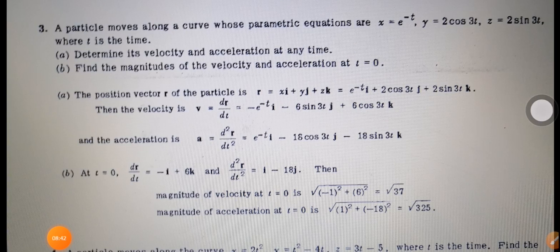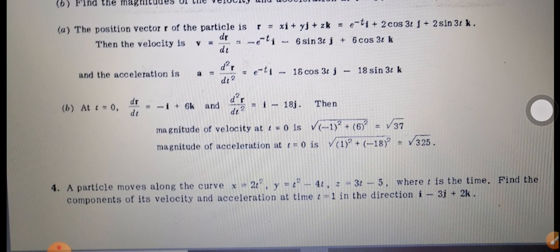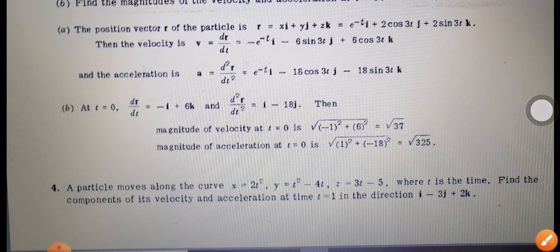You have to attempt question number 3 on your own, and we are going to discuss question number 4. A particle moves along the curve x is equal to 2t square, y is equal to t square minus 4t, and z is equal to 3t minus 5, where t is the time. So these x, y and z are basically defining the x, y and z components of the position vector r, and we have to find the components of the velocity and acceleration at time t equal to 1 in the direction of the given vector.